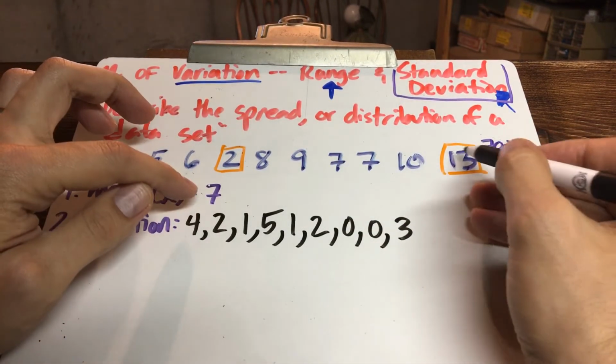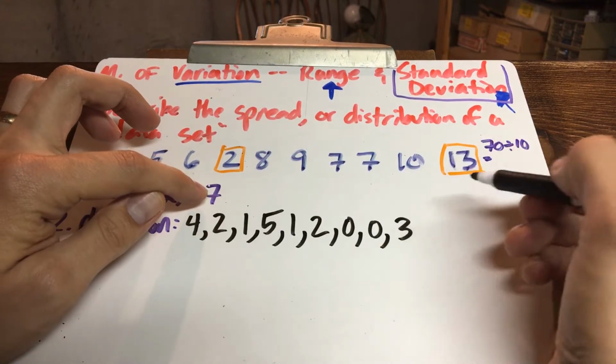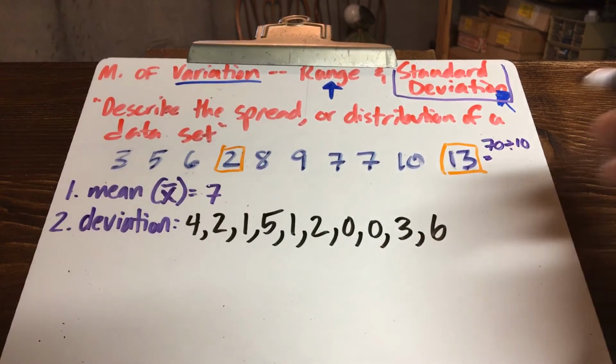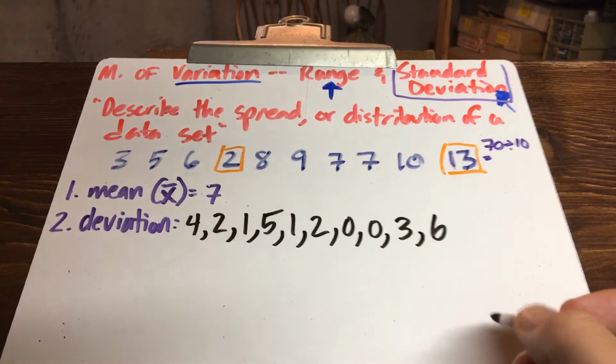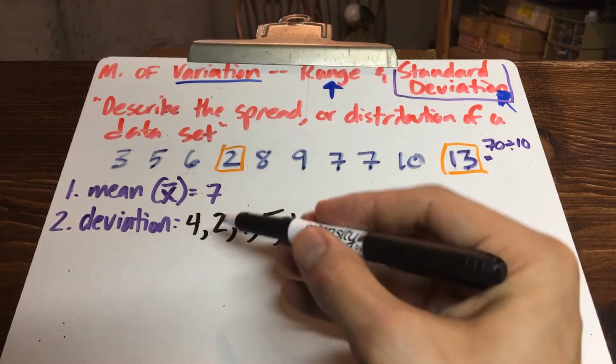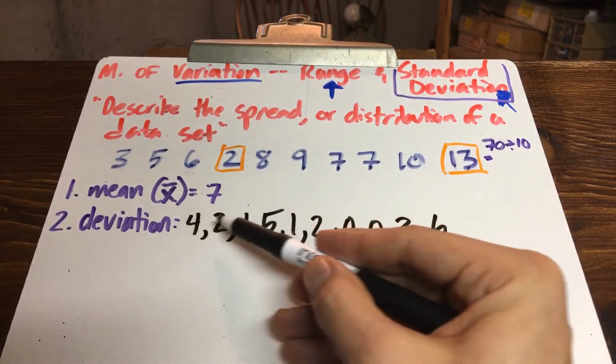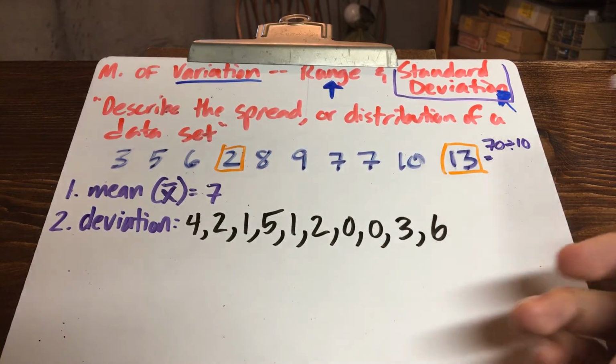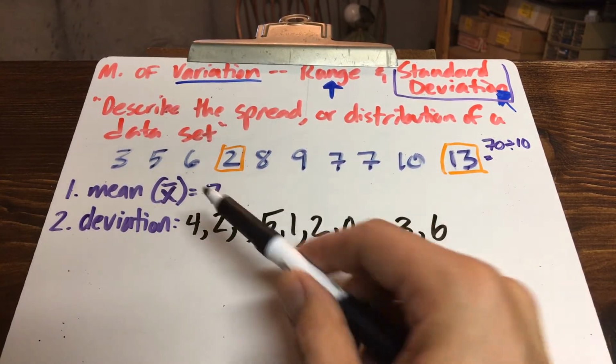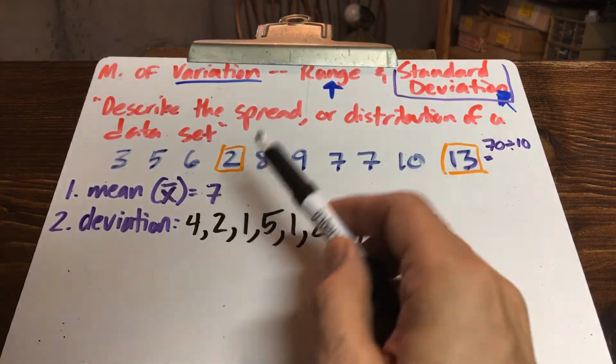I'm just subtracting them here, right? How far away is the number 13 from the number 7? That's called the deviation. How far are you deviating from the mean, right? So I should have 10 answers, 1 for each of my numbers up there. 1, 2, 3, 4, 5, 6, 7, 8, 9, 10. This is my list of how far away each number was from the mean.